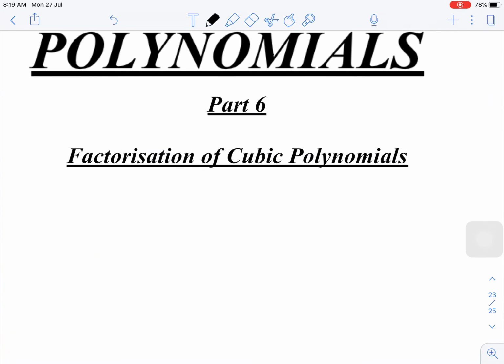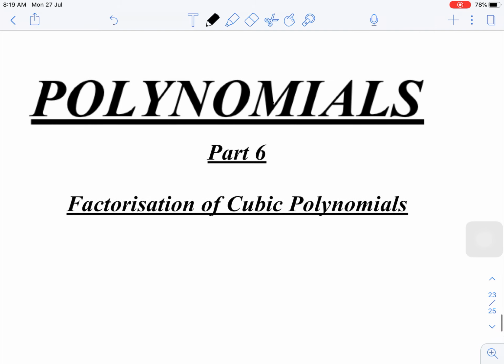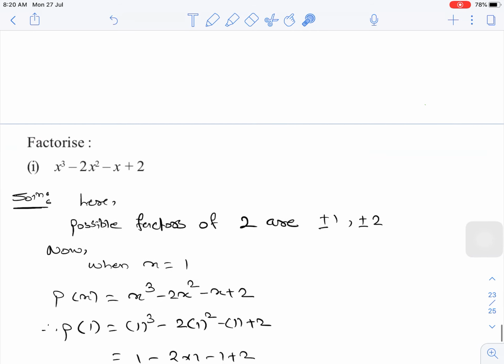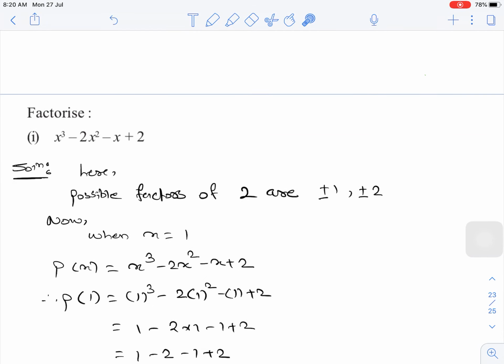In the previous period we have learned about factorization of only quadratic polynomials, that is, whose degree is 2. Now today we are going to learn factorization of cubic polynomials. We know that a cubic polynomial means a polynomial whose degree, or the highest power, is 3. So let us start factorization of a cubic polynomial. Here I have already solved half of the example, the remaining I will solve afterwards.